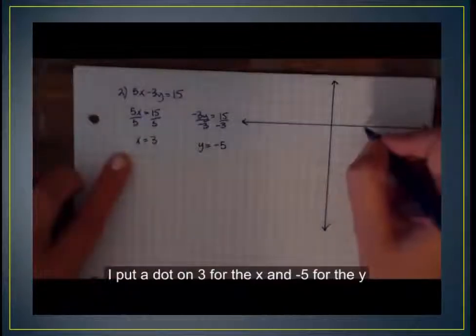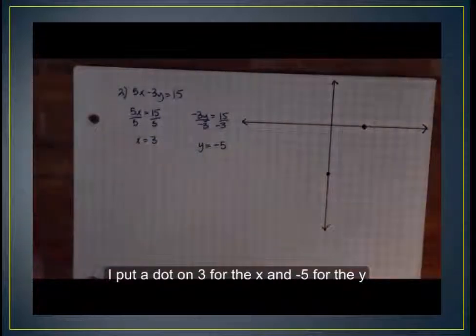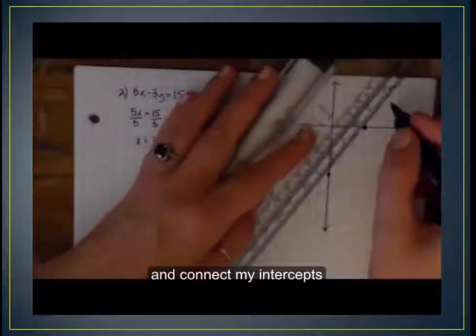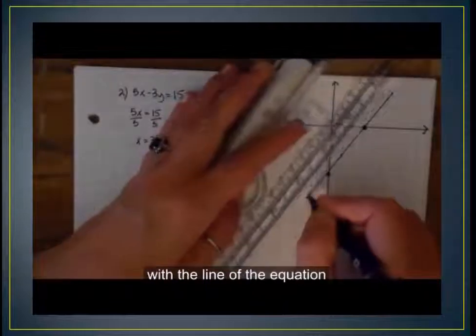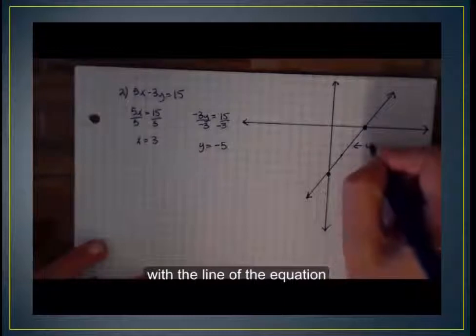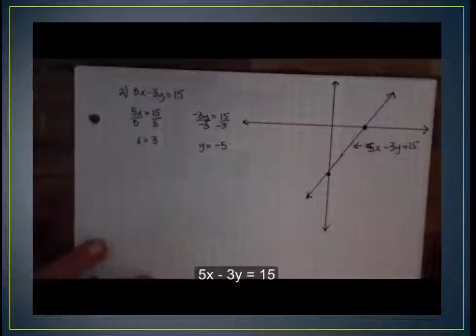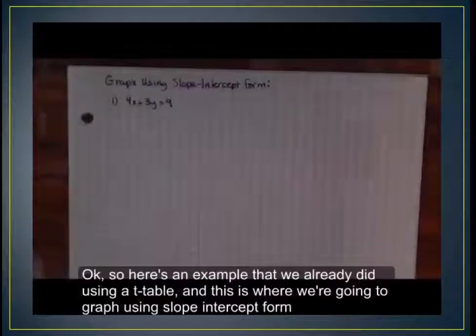I put a dot on 3 for the x and -5 for the y, and connect my intercepts with the line of the equation. 5x minus 3y is equal to 15. Okay, so here's an example that we already did using a t-table.